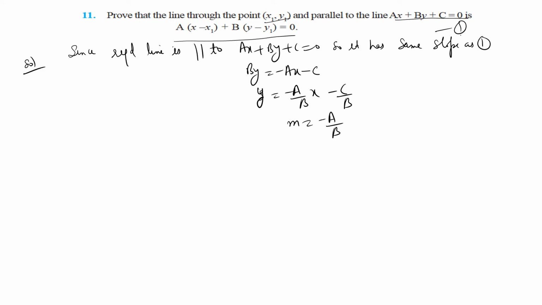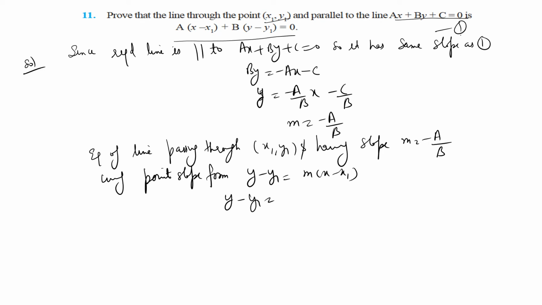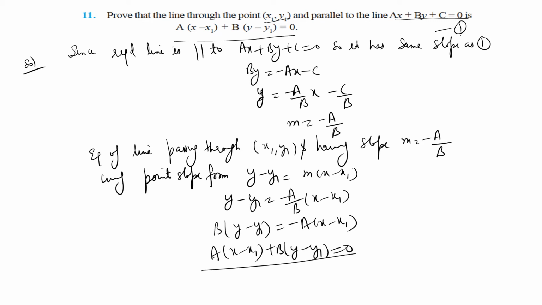Now you know that the equation of a line passing through (x1, y1) and having slope m equal to minus a upon b, using which form? Point slope form: y minus y1 equal to m times x minus x1. So y minus y1 equals minus a upon b times x minus x1. This is b times y minus y1 equals minus a times x minus x1. Bring it to this side: a times x minus x1 plus b times y minus y1 equal to 0, which is the desired equation.